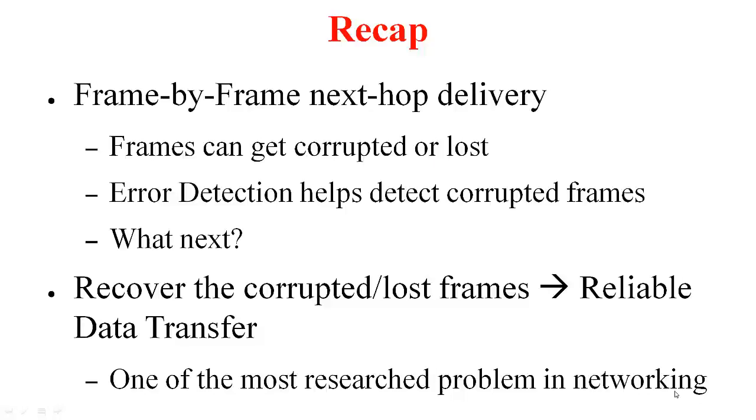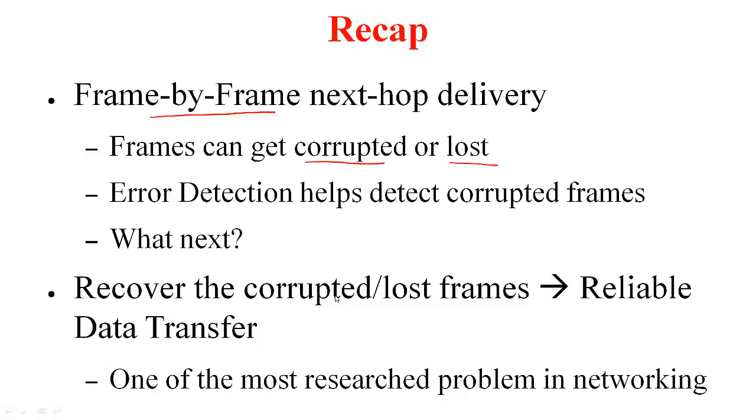We saw that the role of the data link layer is frame by frame next hop delivery. And when frames get passed over a link, they can get corrupted. At times, they can even get lost. And we saw that error detection is a mechanism that can help detect corrupted frames. Error correction can also help, but in some cases when there are too many errors, there is not much that can be done. So what do you do next once you have detected that your frame is bad, or you didn't even receive a frame, where the frame is lost?